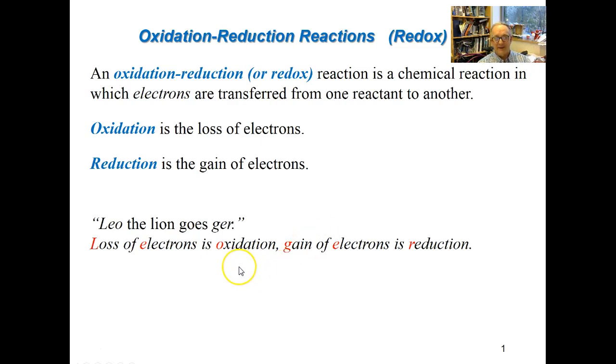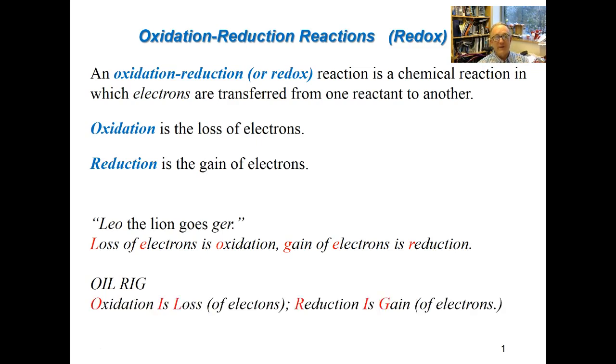The other mnemonic is a lot simpler and a lot less fun. It's oil rig. OIL: oxidation is loss. RIG: reduction is gain of electrons. So Leo the lion goes grrr, or oil rig. Your choice. Or you can come up with your own memory device.